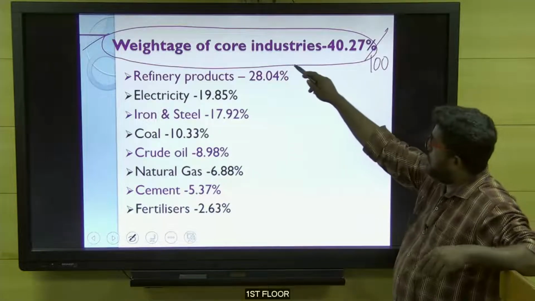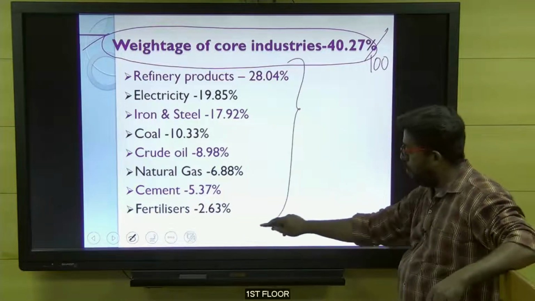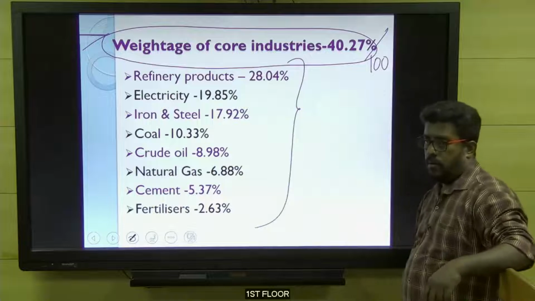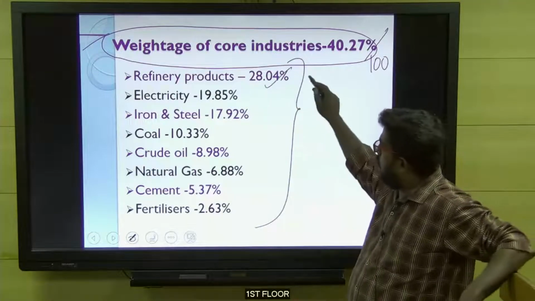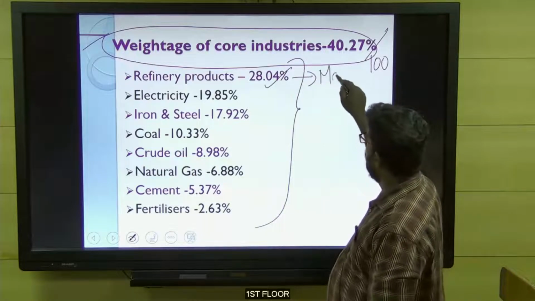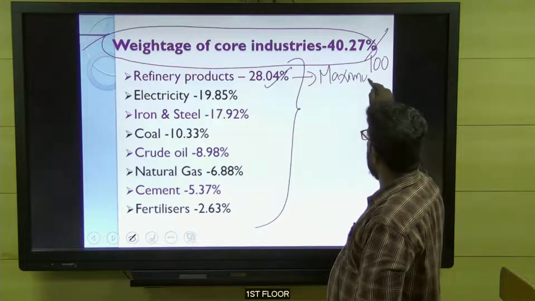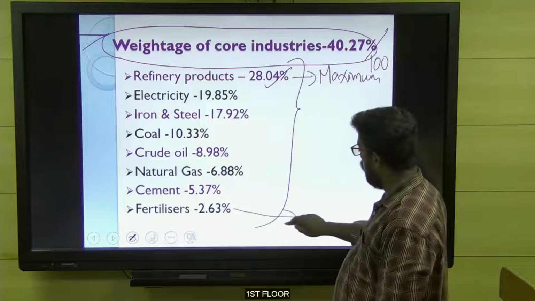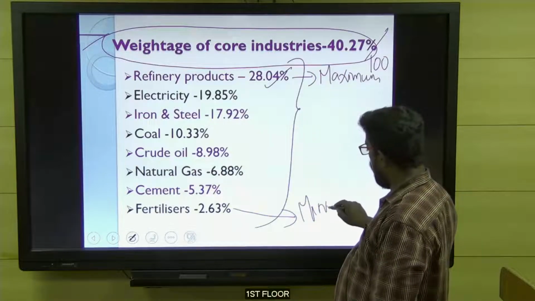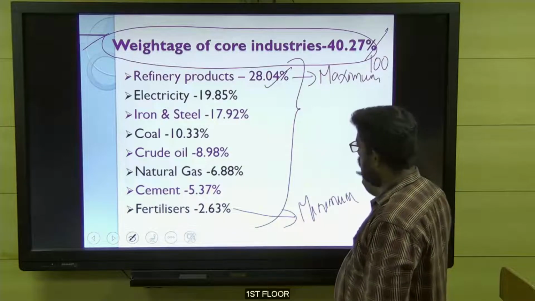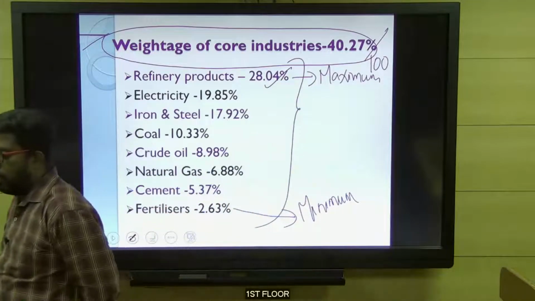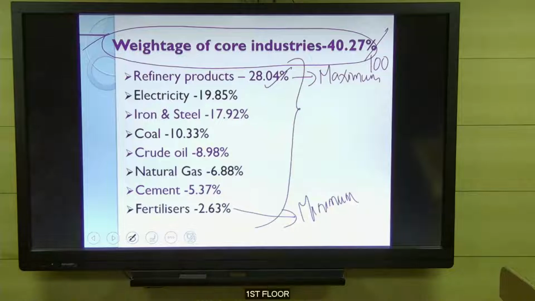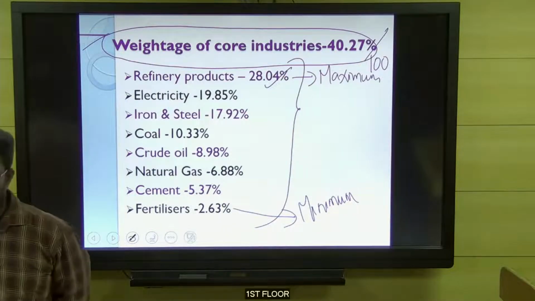And what are the different weightages of the different core industries? It is a pure factual slide, students. The importance of the slide is that refinery products have got the maximum weightage, and the minimum weightage is given to fertilizers. So keep two things in mind: minimum to fertilizers, maximum to refinery products. Why this difference in weightage? Based on the role they play in the economy, different weightages are assigned to them.